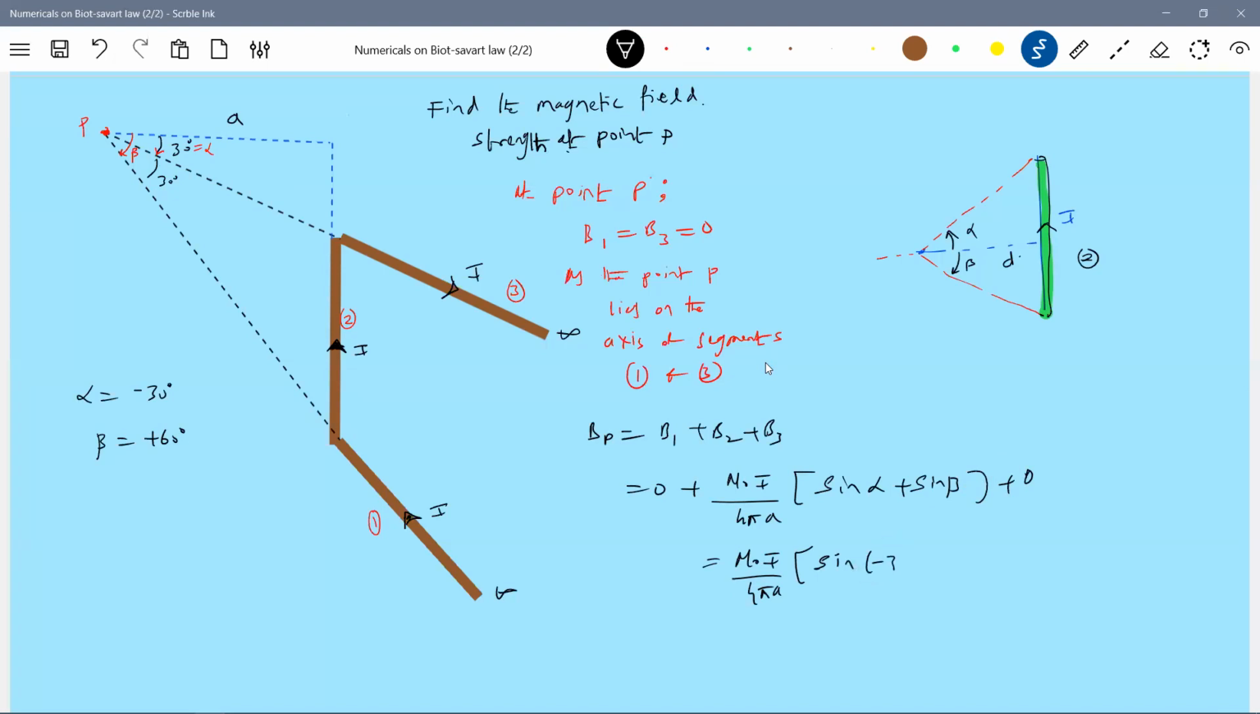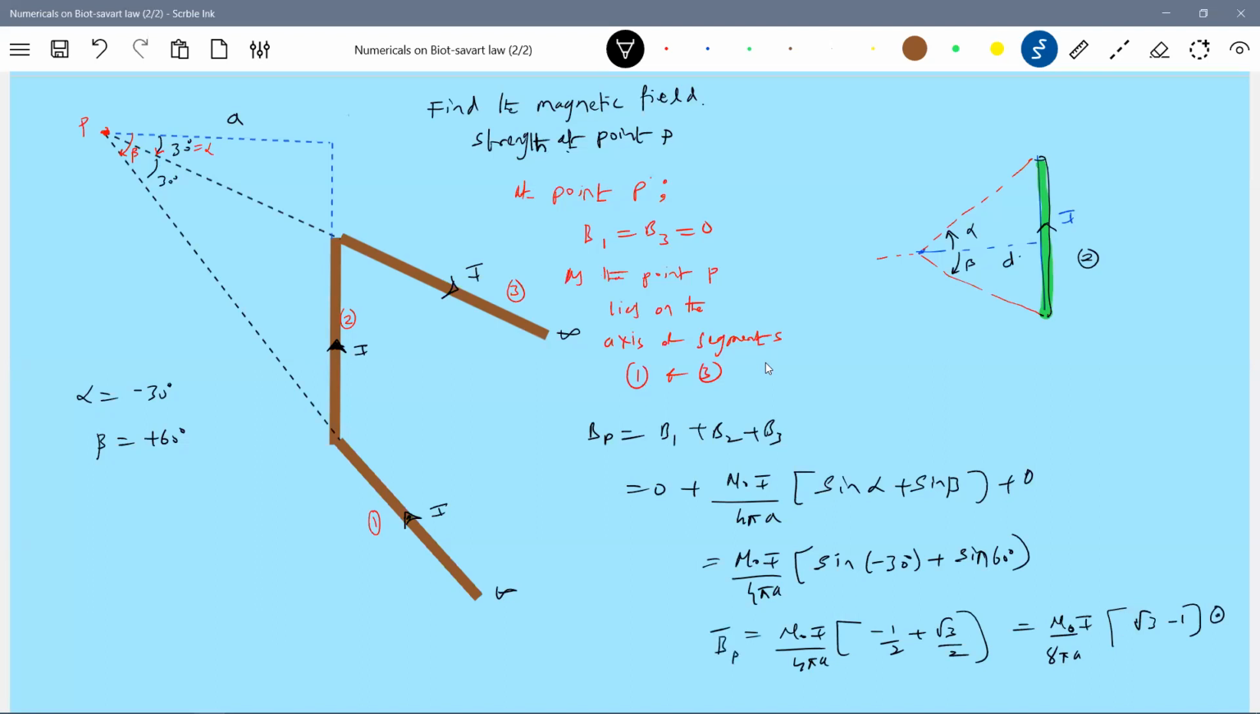Sine of minus 30 degrees. Sine of 60 degrees. So mu naught I by 4 pi A, mu naught, I think this will become 8 root 3 minus 1. Any possibility of direction should be out of the plane.